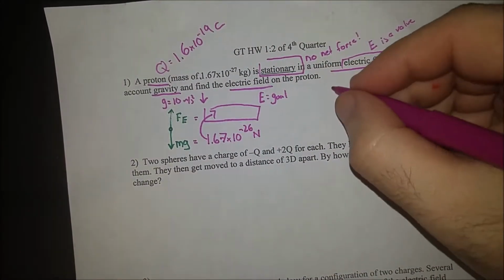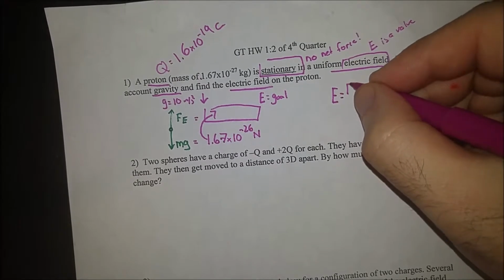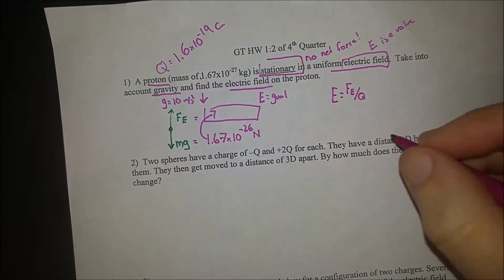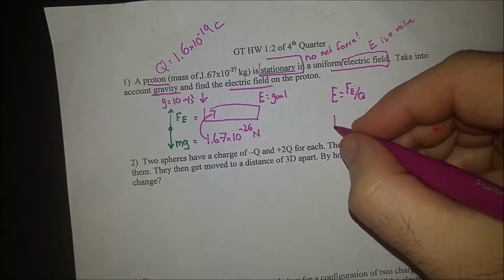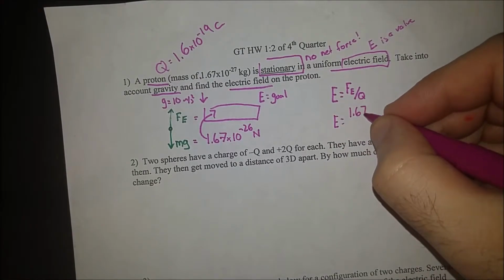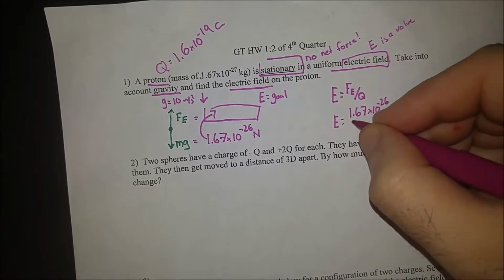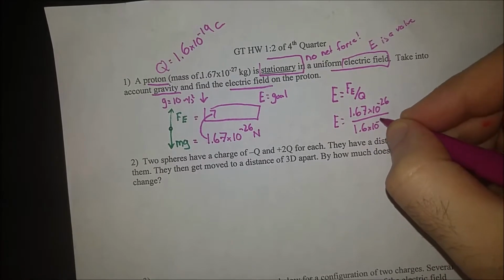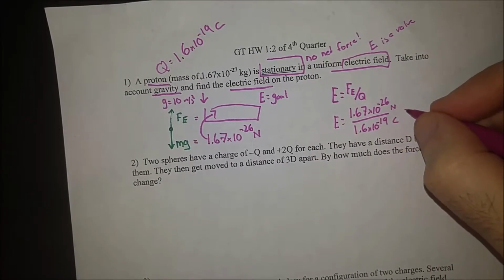Now finally, we're going to do field is force over charge. I know the force is the previous number, and I know the charge I wrote down as the charge of a proton. And with that, you get the final answer, which is in newtons per coulomb.